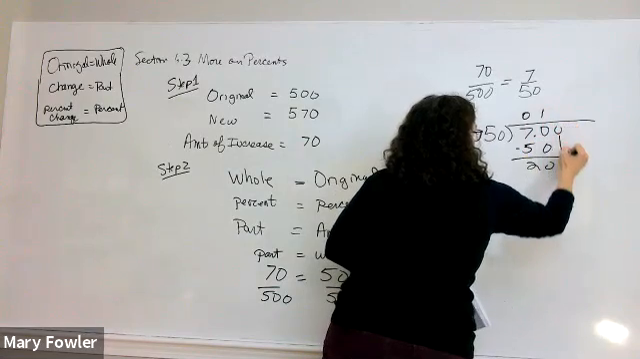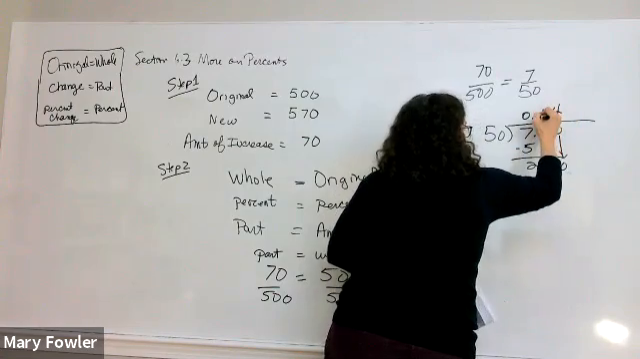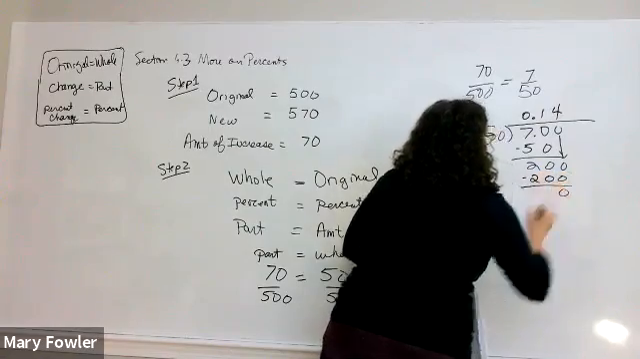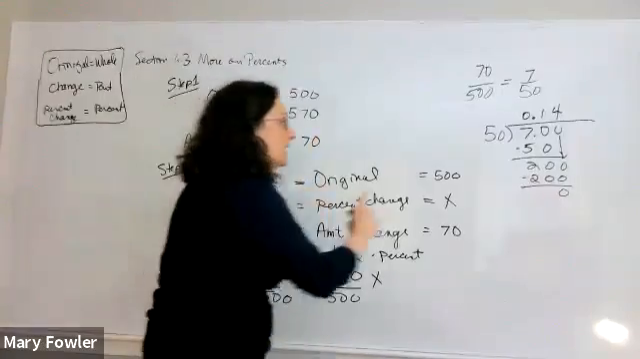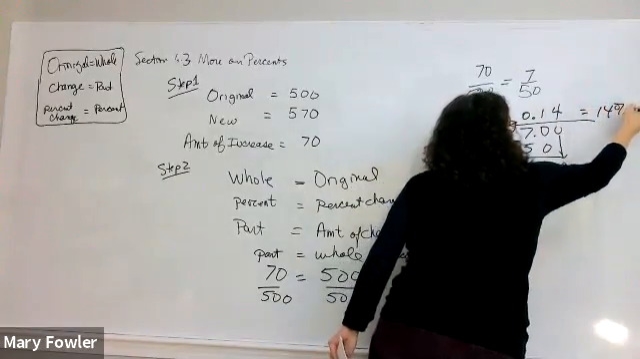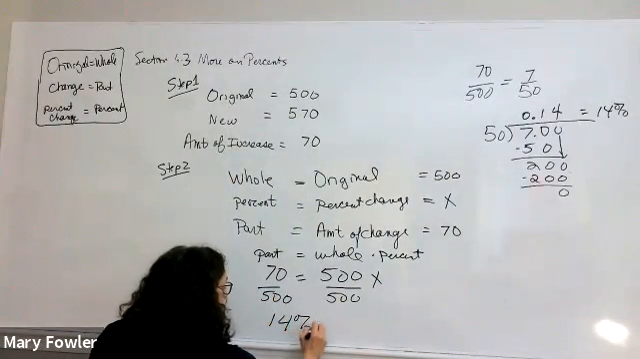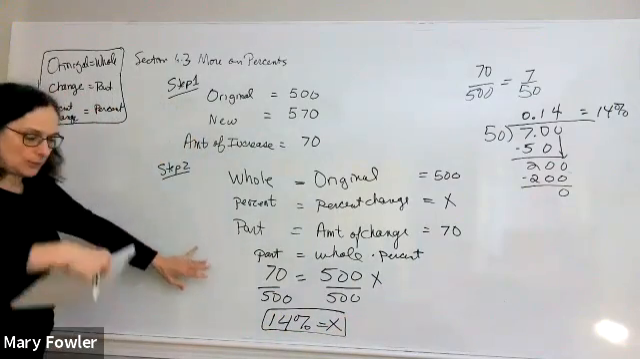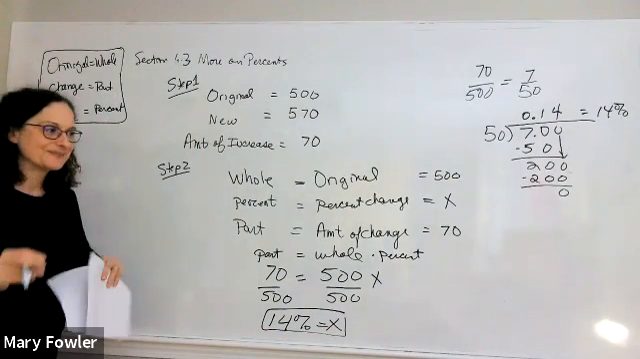I'm just going to do this out. You guys can slow the video down, or you can pause it and do it yourself, and then check with my work. Okay, so what we have is 7 over 50 is 0.14, and that's 14%. So we have 14% is equal to the percent of change, the percent of increase.